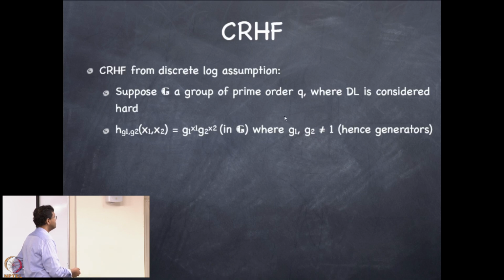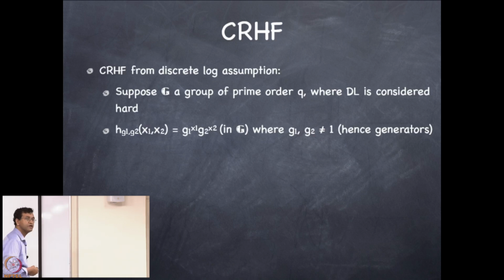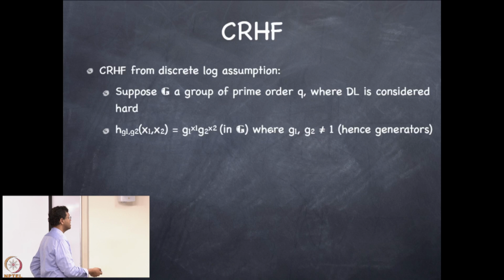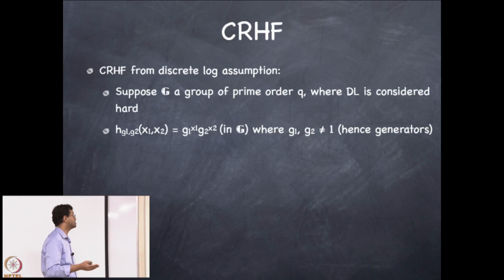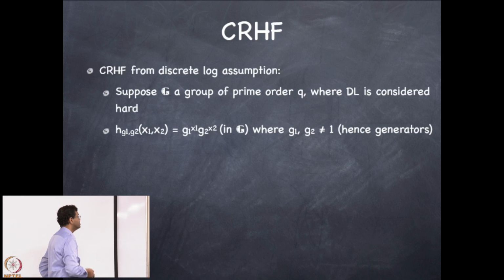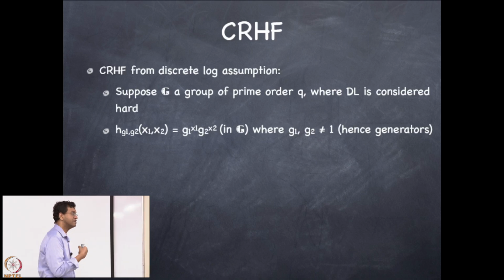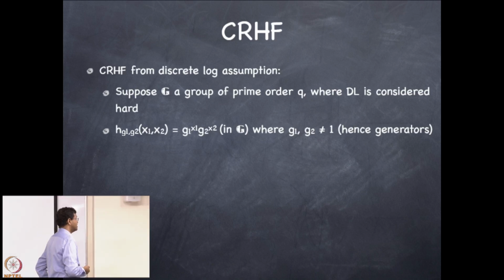So the hash function is described by two elements from the group, two non-identity elements from the group. So g1, g2 not equal to 1, right? The family contains all such functions, for all possible pairs g1, g2 not equal to 1. In a prime order group, any element other than the identity is actually a generator. Prime order groups are cyclic, and every element other than the identity element is a generator. Okay, it doesn't matter, that's how it is.